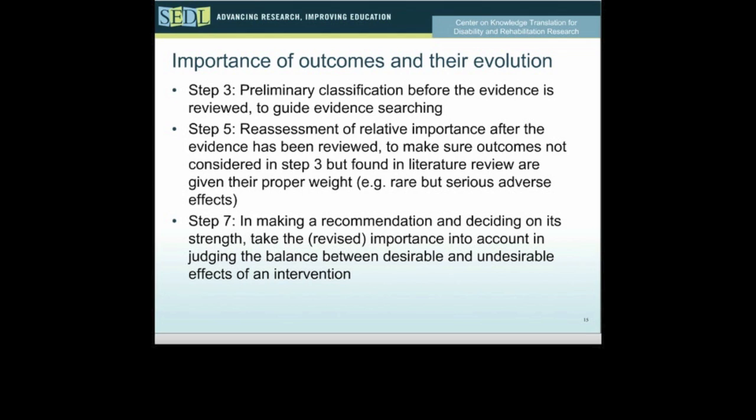And quick pointing out that the outcomes and the importance of the outcomes is looked at 3 times. In step 3, which essentially is a preliminary classification. The panel says what are the possible outcomes and what's the importance of the outcomes. Because now we have to make sure that we do a literature search for all the outcomes, or at least all the outcomes that are important or critical.